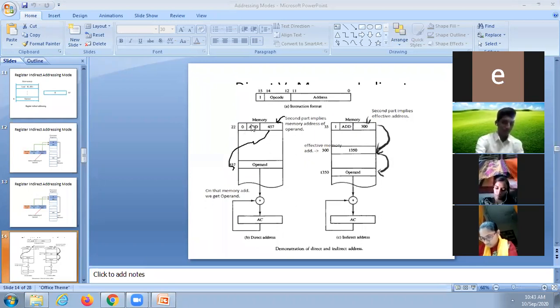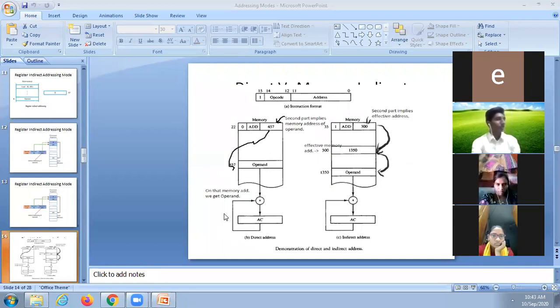Here, add 457, where the 0 represents a direct addressing mode instruction. 457 is the address where the operand is available. So what are the values at address 457? That is to be added to the accumulator, and the result is again stored in the accumulator.